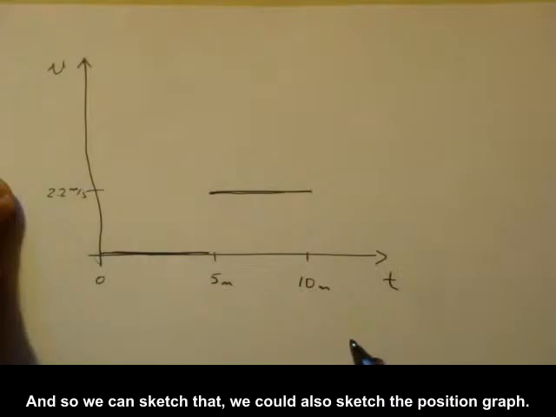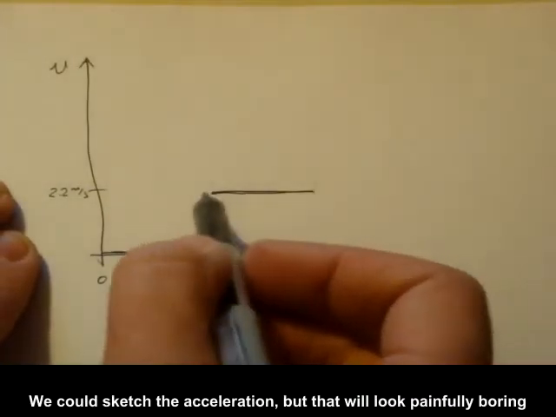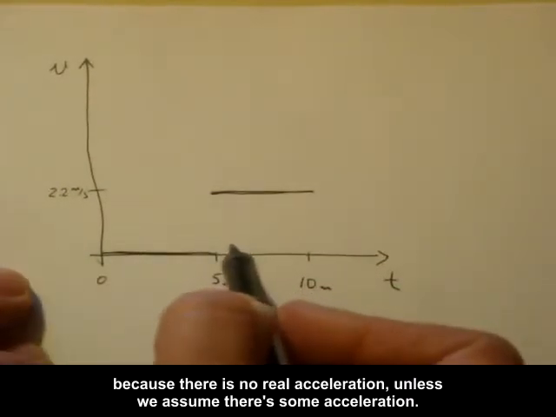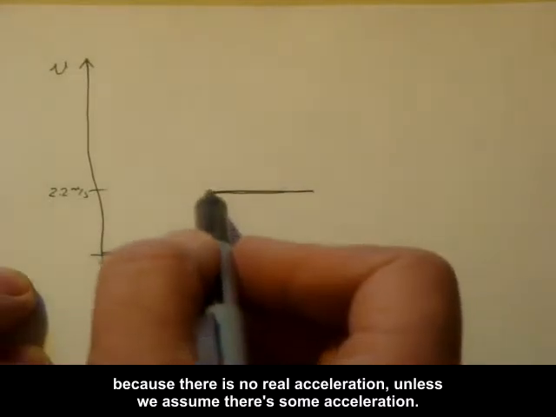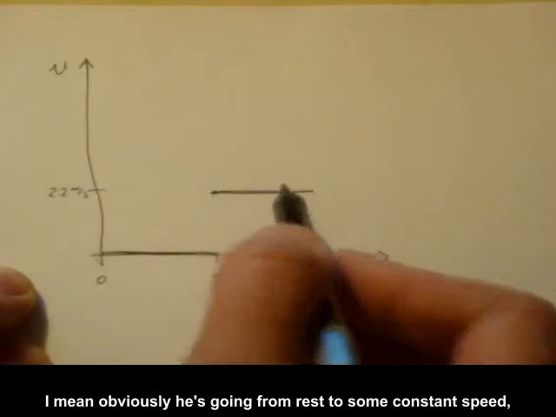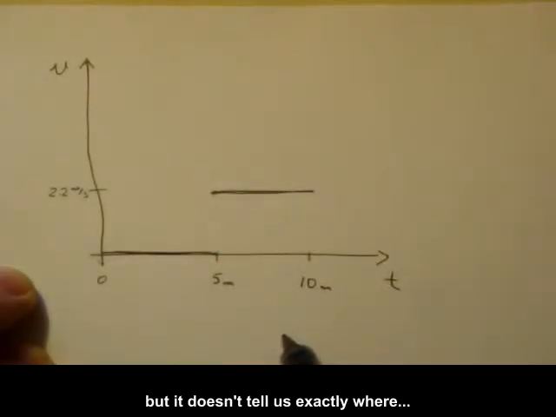And so we can sketch that. We could also sketch the position graph, right? We could sketch the acceleration, but that will look painfully boring because there is no real acceleration, unless we assume there's some acceleration. I mean, obviously he's going from rest to some constant speed, but it doesn't tell us exactly where.